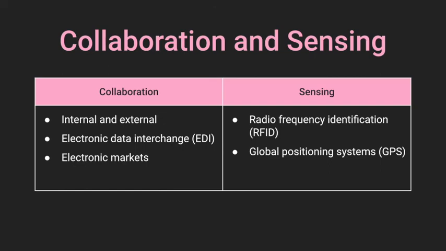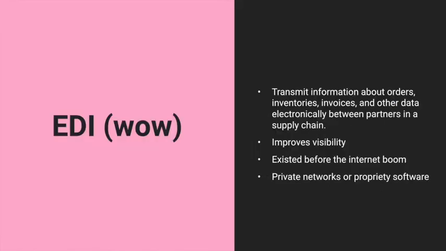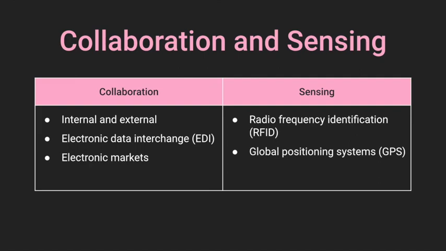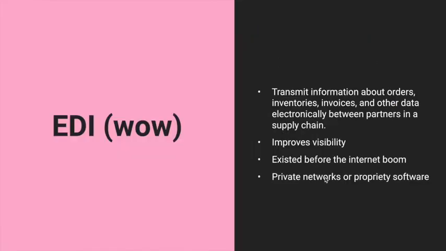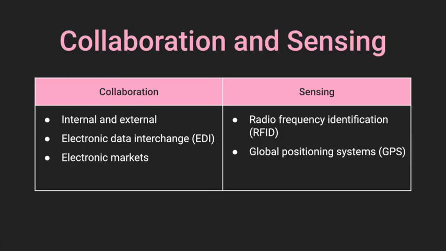Next is EDI, Electronic Data Interchange. We have it on a separate slide over here. EDI is to transmit information about orders, invoices, and other data electronically between partners in a supply chain. So that is how you actually share your data internally and externally through electronic data exchange, interchange, or EDI. See, so it improves visibility, and private networks or proprietary software is available for these types of data sharing.